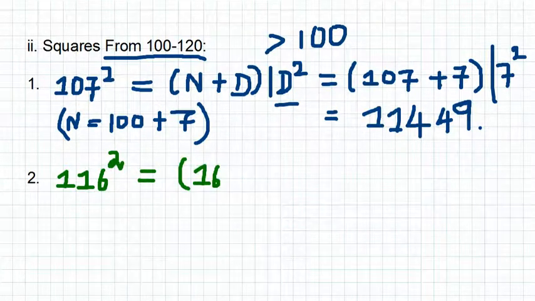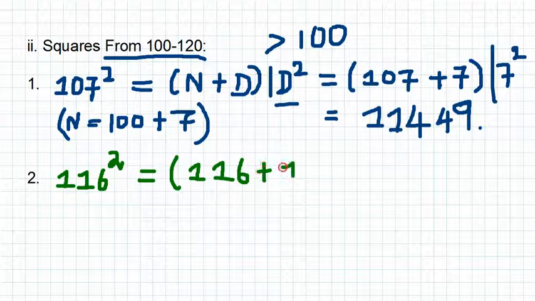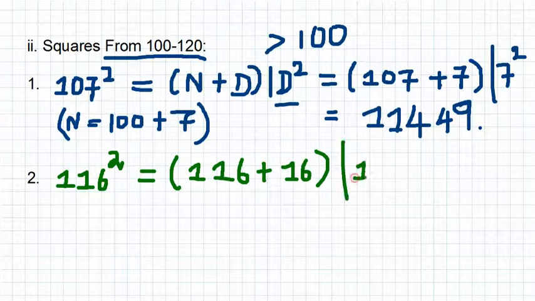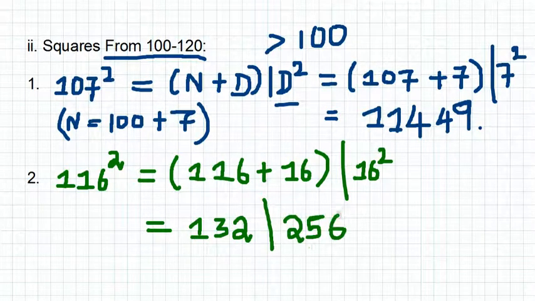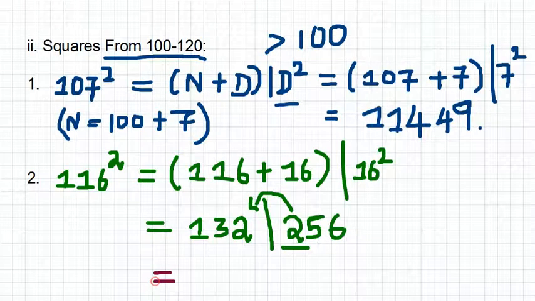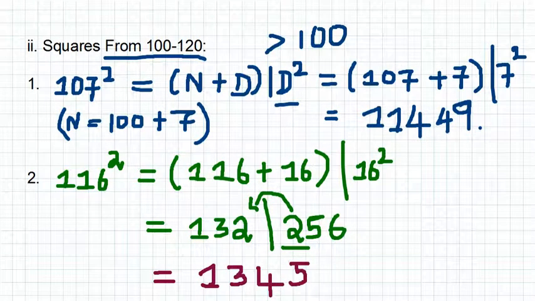Let us take another example, 116 square. So it will be 116 plus the difference from 100 to 116, the given number. And take a pause, square the difference. It will be 132, 256. Move the 2 towards the left hand side and add it. The final answer will be 13456.